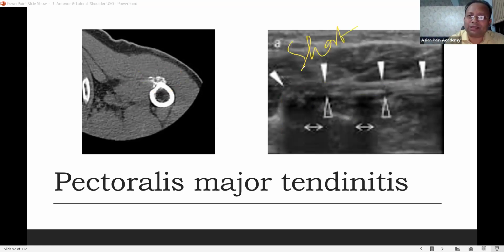This is the short axis view. I think everyone can understand. Okay, it's the same view. So in this view, you can see that this is the tendon, and here calcification is seen. Okay, no, not calcification. Tendinitis is seen. Okay.